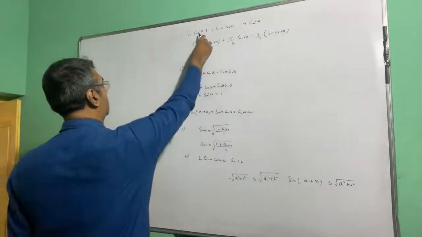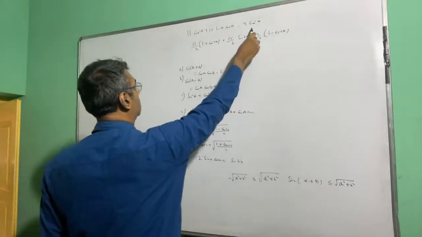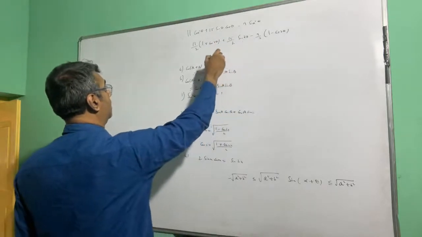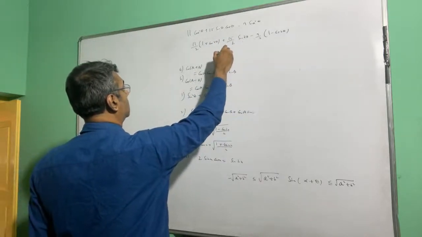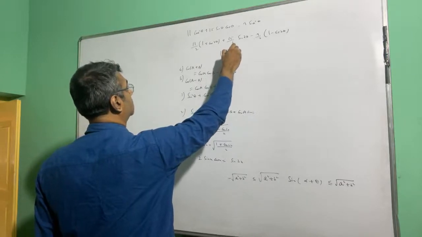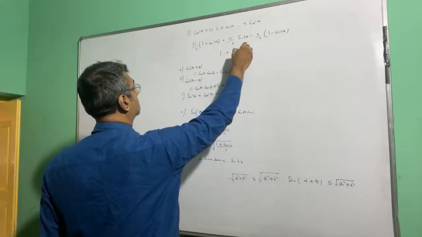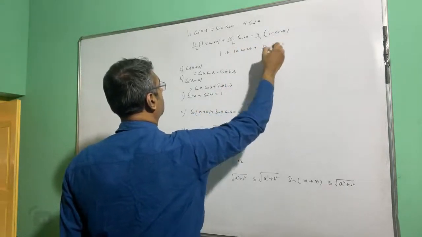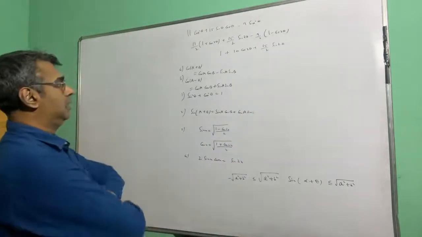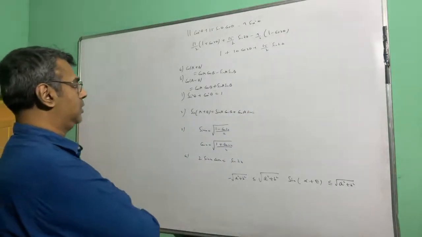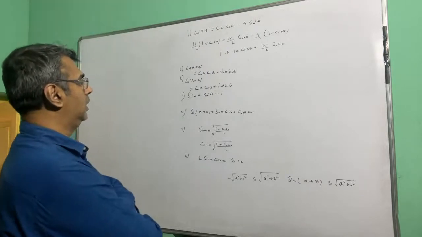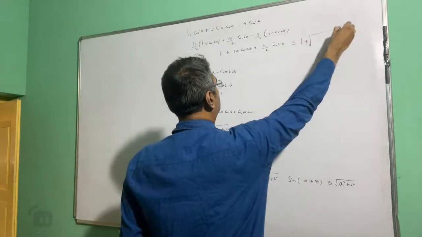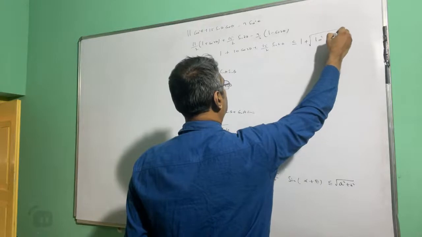So you just change cos square theta to 1 plus cos 2 theta by 2, sin square theta is 1 minus cos 2 theta by 2, and sin theta cos theta is sin 2 theta by 2. So this is 1 plus ten cos 2 theta plus 15 by 2 sin 2 theta. That is the expression. You have to find the maximum and minimum value. So by now we know the theory, so we can just plug in the theory directly.